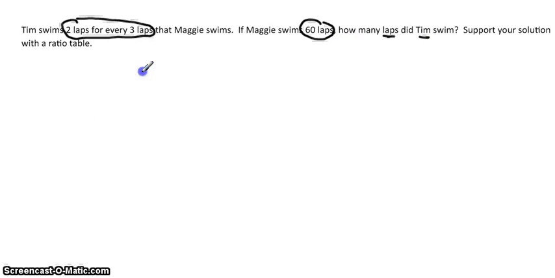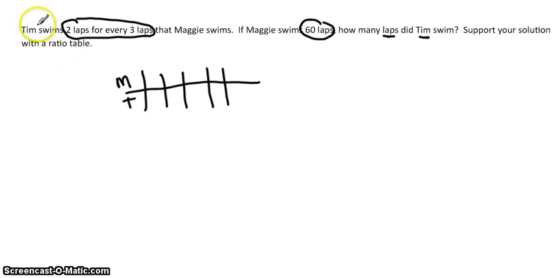We're going to use a ratio table. So I'm going to set up my ratio table. I'm going to set it up as Maggie to Tim. And it says Tim swims 2 laps for every 3 laps that Maggie swims. So Tim swims 2 laps for every 3 that Maggie swims. And if Maggie swims 60 laps, so we'll put the 60 up here, how many does Tim swim? That's our target down here, is to find out how many Tim swims.